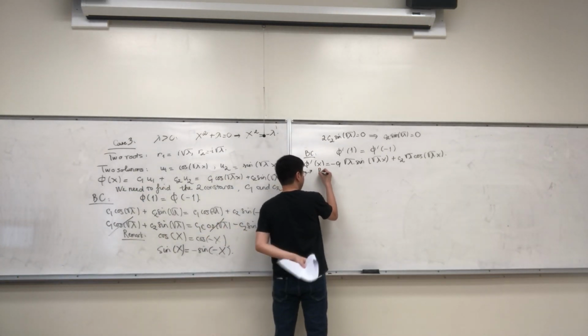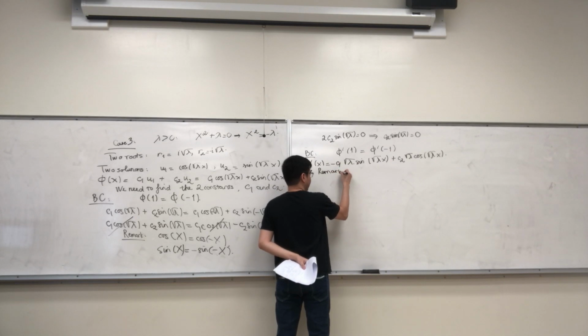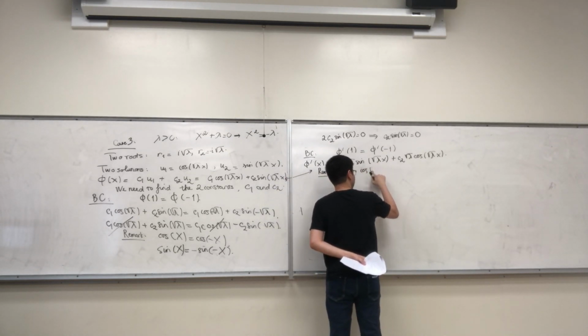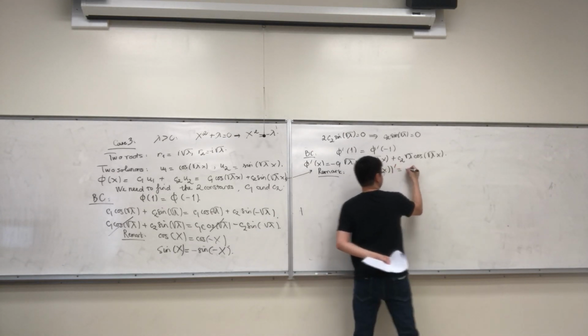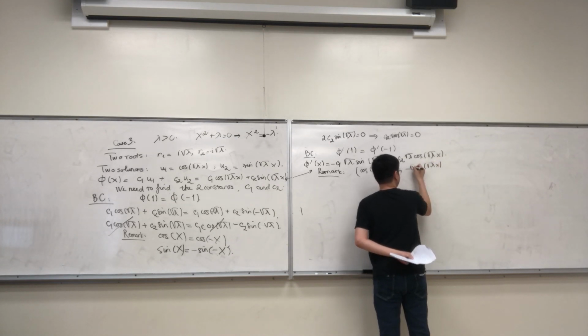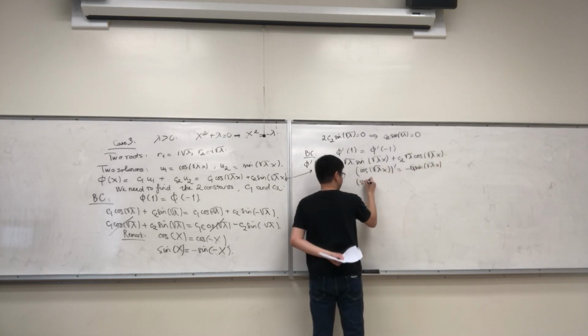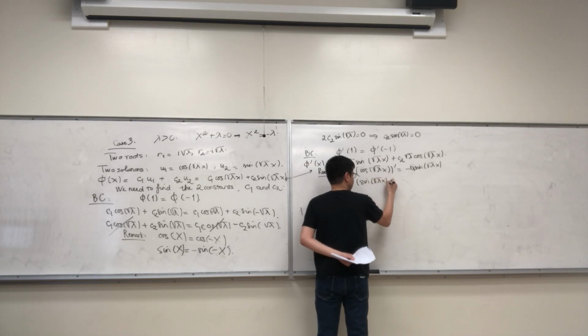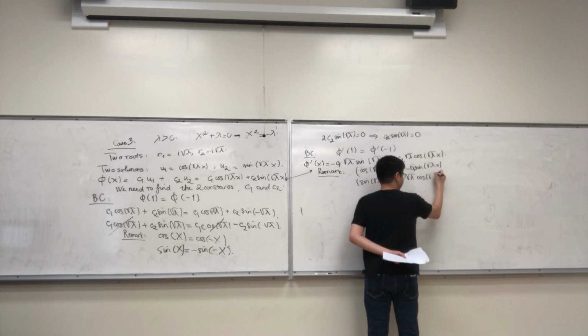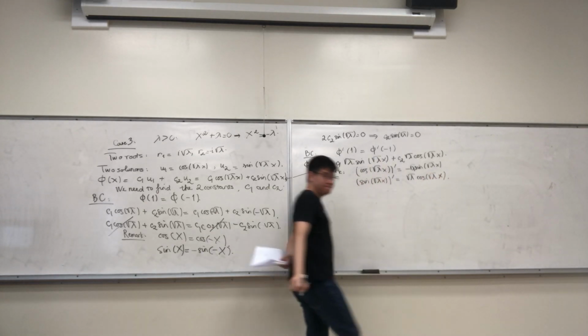So remark, here I have cosinus square root of lambda x. Its derivative is minus sinus of square root of lambda x, times square root of lambda. And I have sinus square root of lambda x, whose derivative is square root of lambda cosinus of square root of lambda x. All right.